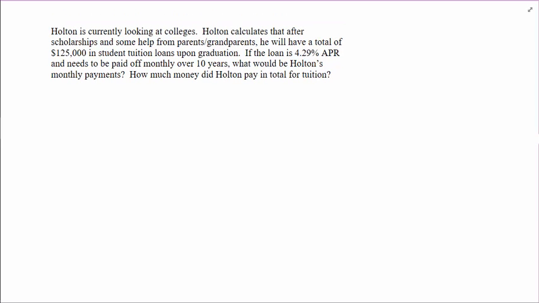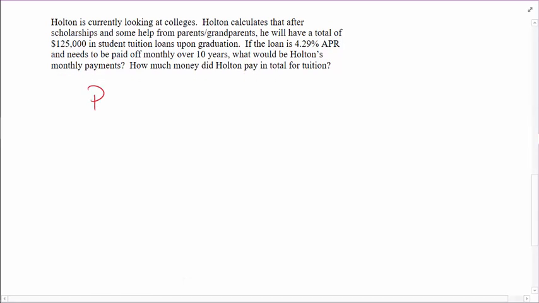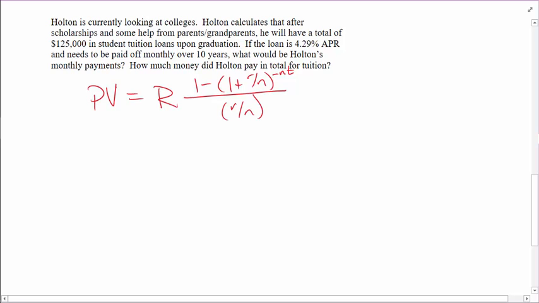Because the account has a current value, a present value of $125,000 that he's looking to pay down, we're going to use a present value annuity. Present value equals R times 1 minus 1 plus R over N to the negative NT, and we have the R divided by N in the denominator. We're going to plug in here. This time we know the present value. The present value is $125,000, and we're seeking to find what those payments are.